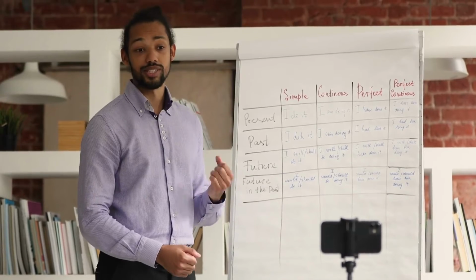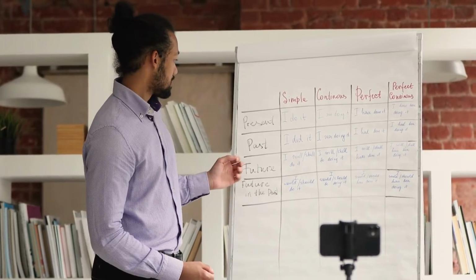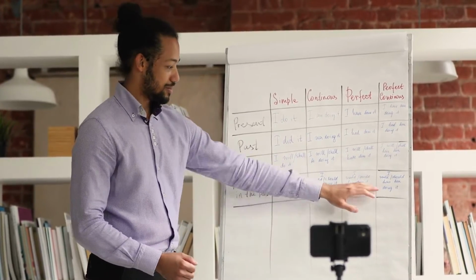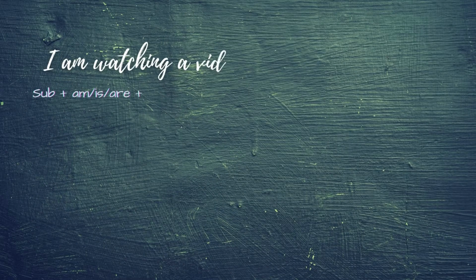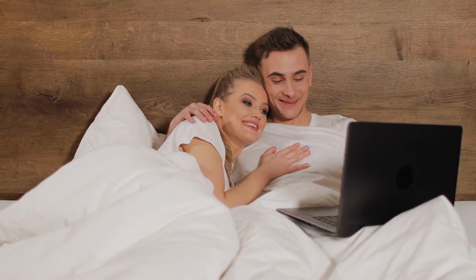Present continuous is one of the easiest tenses of English grammar. Let's see an example of present continuous. I am watching a video now. Here the basic structure is subject plus am or is or are plus V1 plus ing form. That is, you are watching a video.